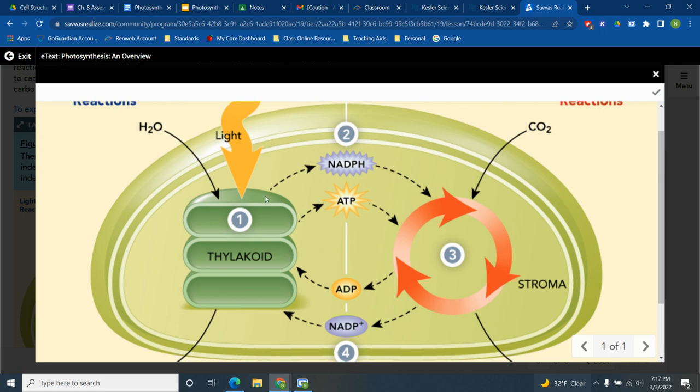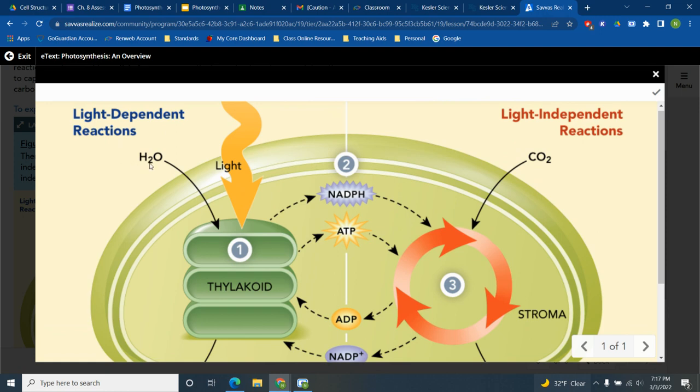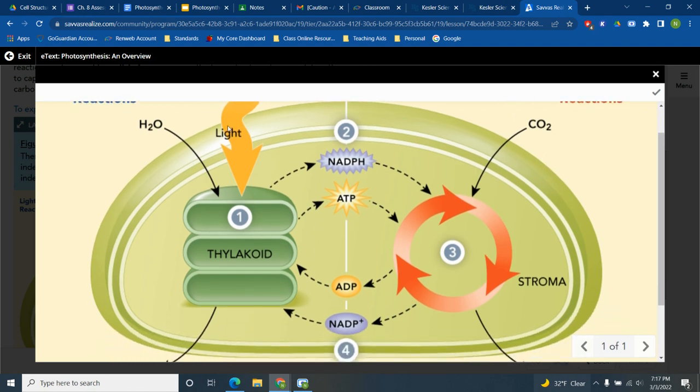Okay, so very first thing is that we know that H2O, light, and carbon dioxide are needed. Those are reactants in our photosynthesis process. H2O and light are used in our light-dependent reactions that take place in the thylakoid. Remember, the thylakoid is green because it is filled with chlorophyll.